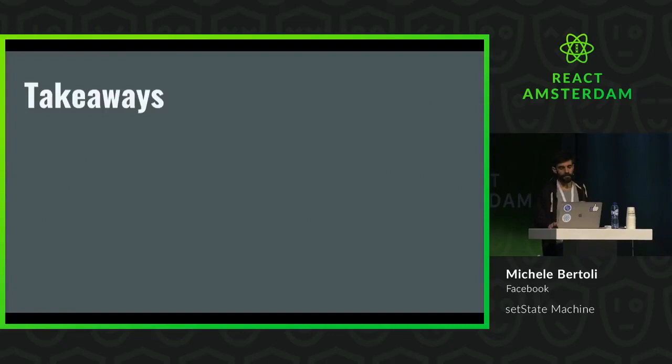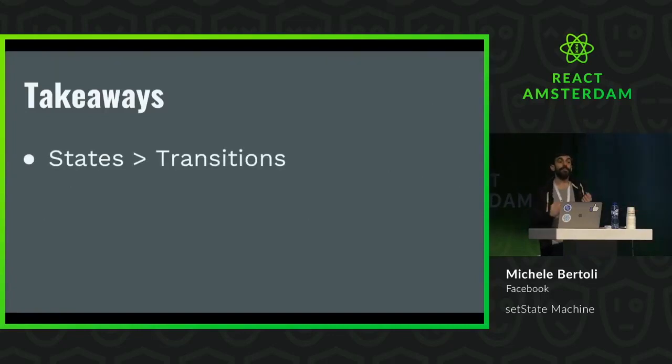Takeaways. Think about states more than transitions. If you use Redux, for example, you tend to think about actions, all the different actions that mutate your state. While with state charts, you think more about the different states that your component can have. You can call them modes. And then you just connect them with transitions. And this helps quite a lot.